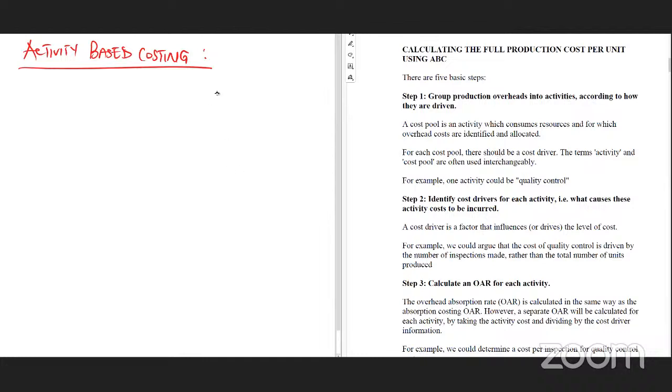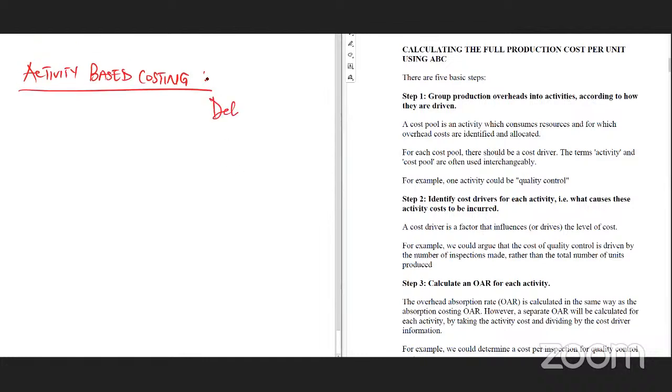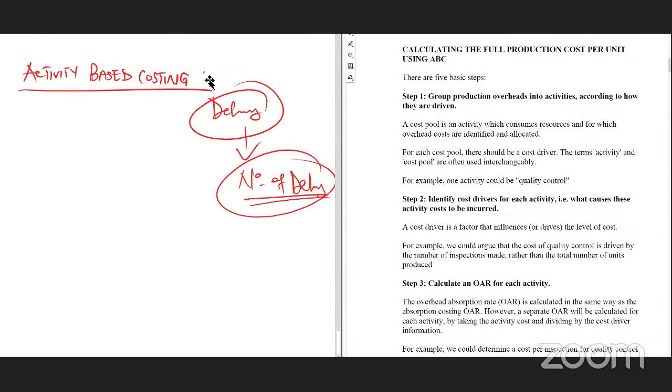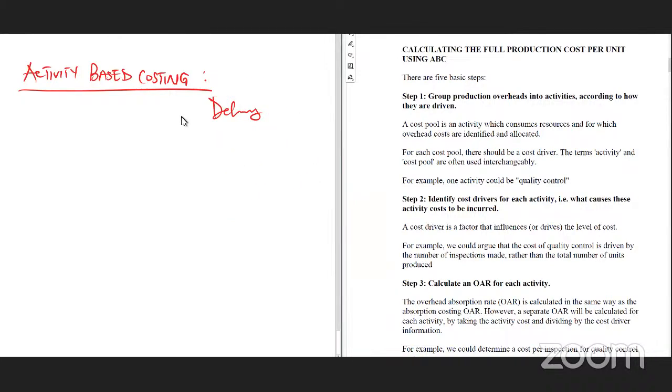You can't tell me that if I do deliveries for people, the delivery that I do for people will be influenced by labor hours. Will it be influenced by labor hours? No. But what if I told you that this cost is driven by the number of deliveries? Then will you agree that the more deliveries, the more cost I incur? Yes. So now that is a more appropriate base, right? That is what activity-based costing does.